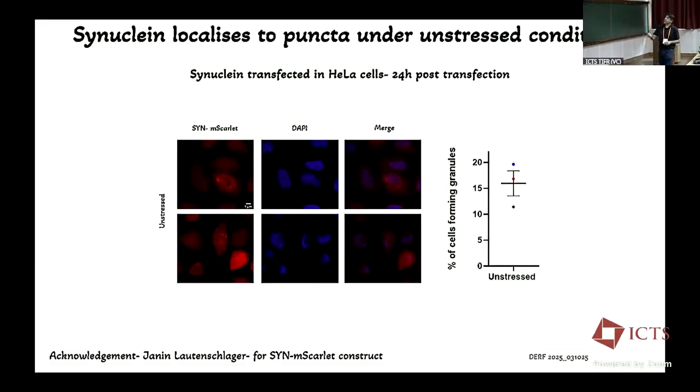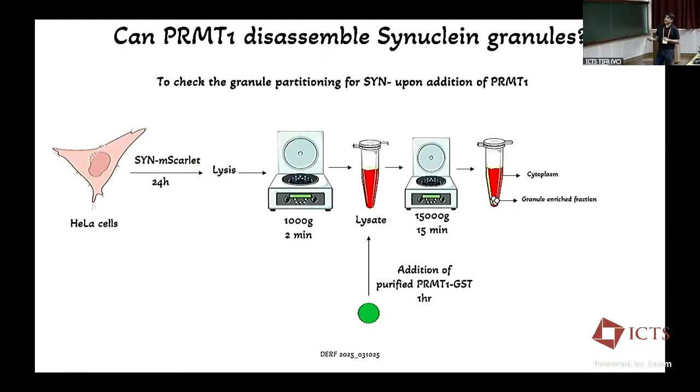Okay, synuclein localizes to puncta under unstressed conditions. This was known. Sakshi confirmed this, that when you express synuclein in these cells, they localize to these aggregates. But like in the case of HMT1, could PRMT1 cause disassembly of synuclein aggregates? So now, instead of yeast cells, we have HeLa cells expressing synuclein tagged to mScarlet. We get the granule-enriched fraction, we add purified PRMT1, and we ask what happens.